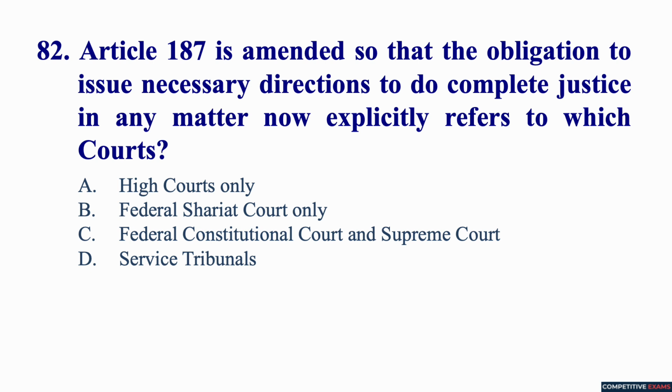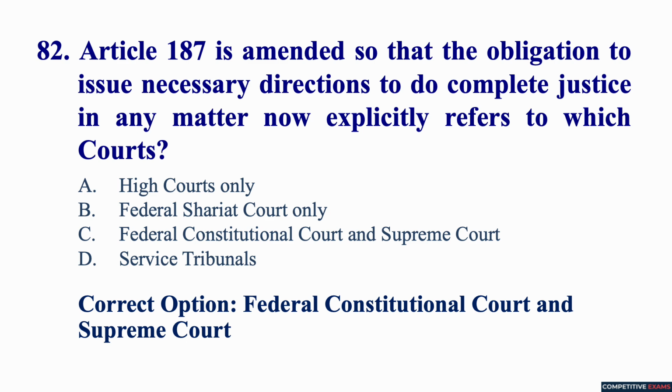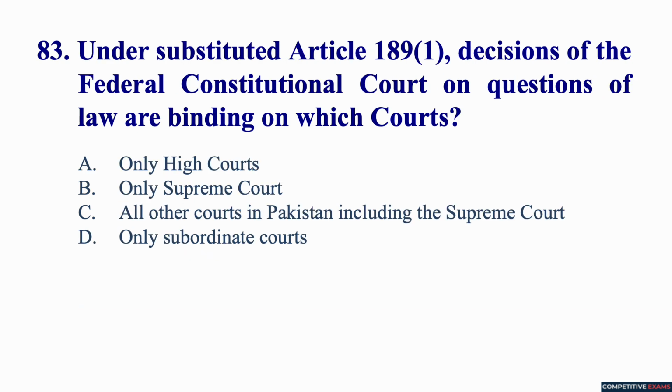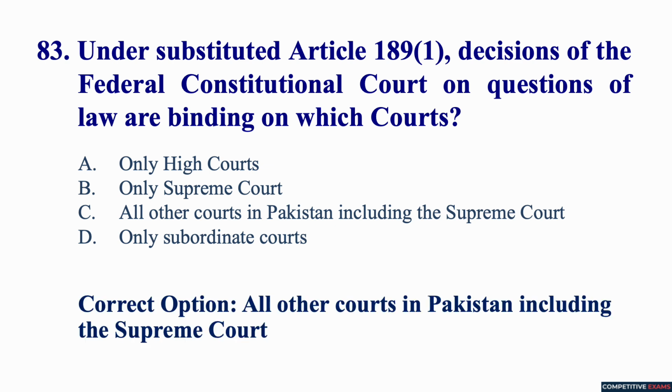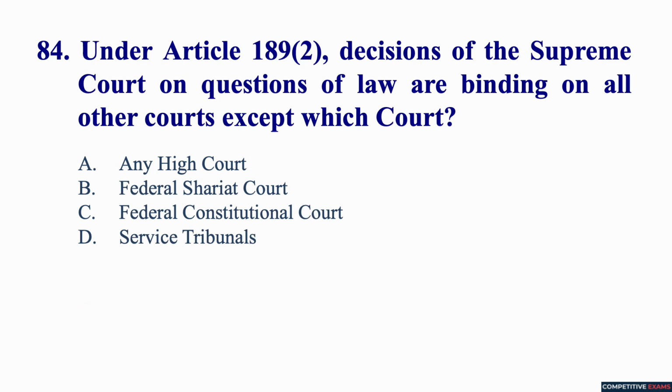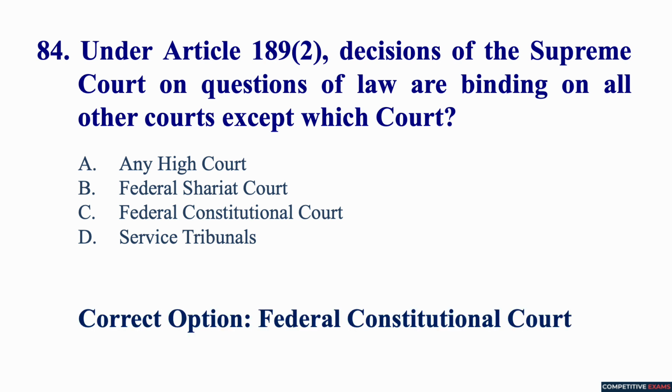Article 187 is amended so that the obligation to issue necessary directions to do complete justice in any matter now explicitly refers to which courts? Federal Constitutional Court and Supreme Court. Under substituted Article 189(1), decisions of the Federal Constitutional Court on questions of law are binding on which courts? All other courts in Pakistan including the Supreme Court. Under Article 189(2), decisions of the Supreme Court on questions of law are binding on all other courts except which court? Federal Constitutional Court.